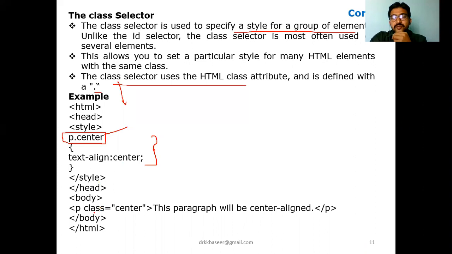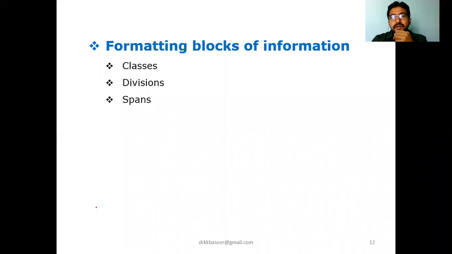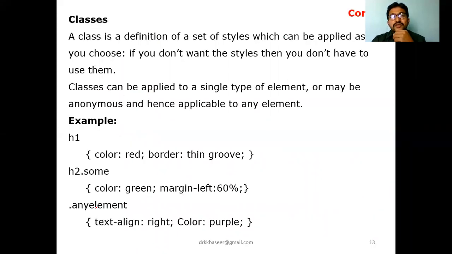So class equal to. How are you using the selector? Class equal to, instead of ID equal to, because you are using the dot operator. If you are using a dot in front of the selector name, then it is called a class selector. And in the body, you just represent it with the attribute called class equal to. The purpose is that we can apply it to multiple elements.